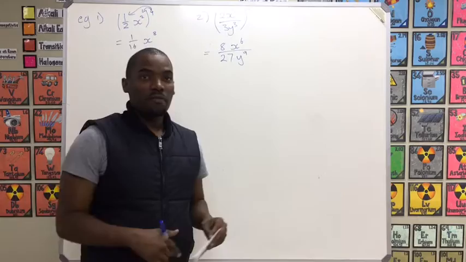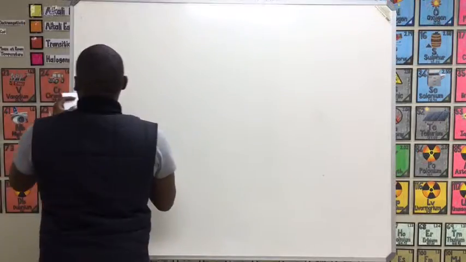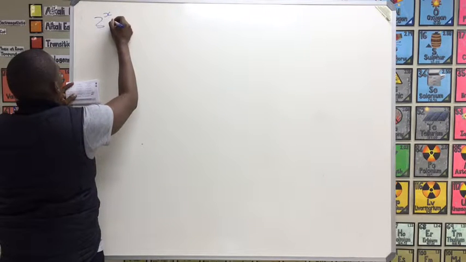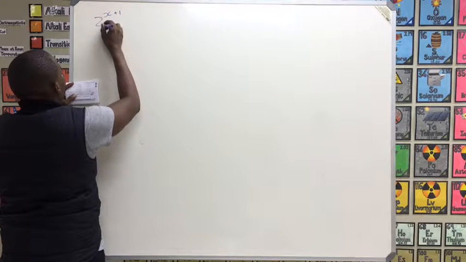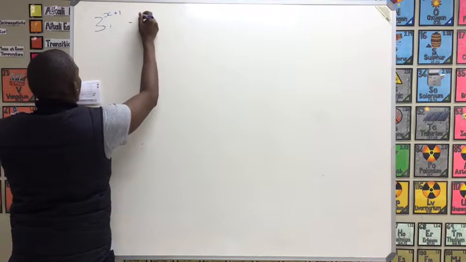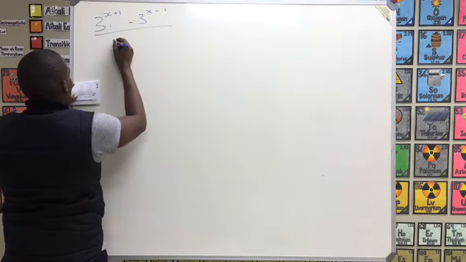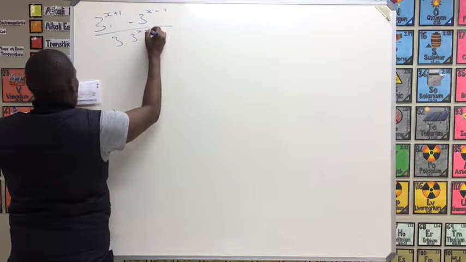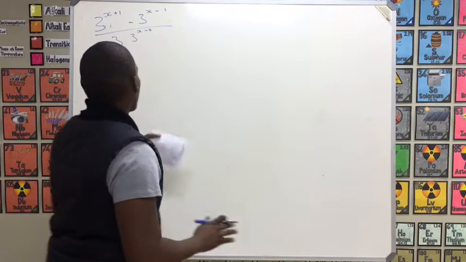Okay, that's simple enough. Let's kick it up a notch and start doing some exponential equations. So if we're given 3 to the power x plus 1, minus 3 to the power x minus 1, all over 3 times 3 to the power of x minus 2, we're meant to simplify this and give it in simplest form.